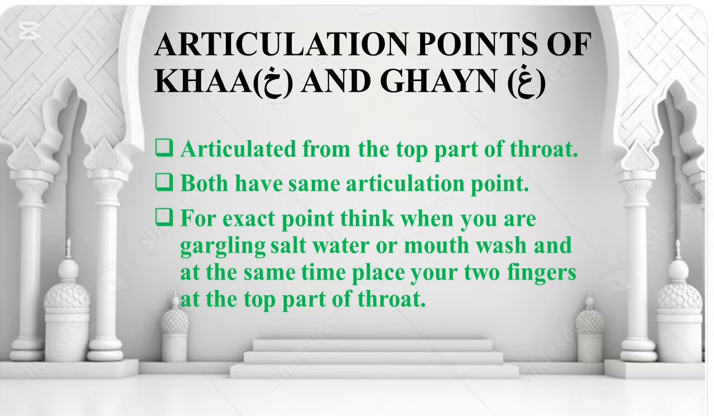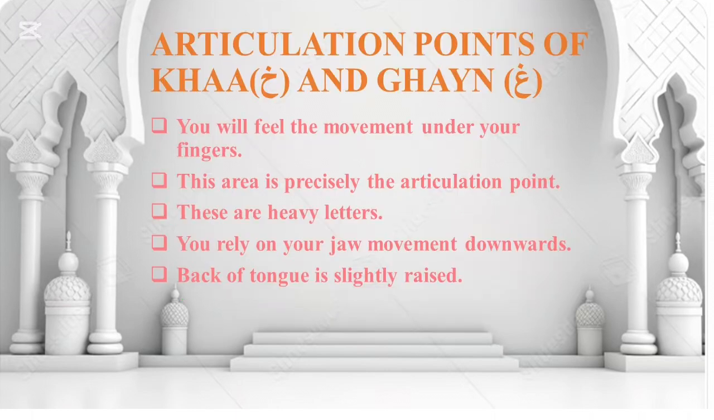Now, to identify the exact area of articulating these letters, think of the time when you are gargling the salt water or mouthwash. And at the same time, place your two fingers at the top part of the throat. You will feel the movement under your fingers. This area is precisely the articulation point of these letters. Let's start these letters now.